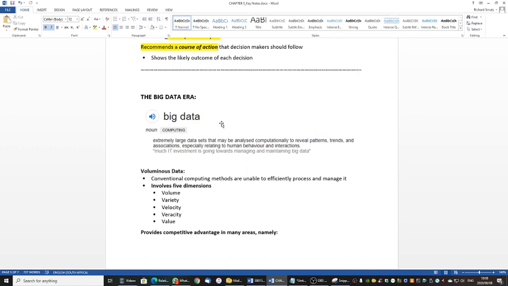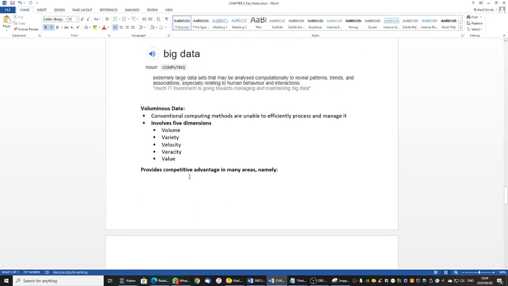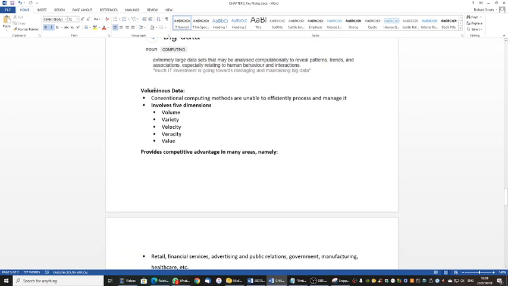From Facebook, they can tell everything from your date of birth through to what you like and do not like, through to what you like to buy and what you don't like to buy. And they will use big data for marketing and competitive advantage as well. Some points about it: it's voluminous, it's big, it is a lot of volume. Conventional computers are unable to process and manage it. You need supercomputers, or what they call parallel computers.